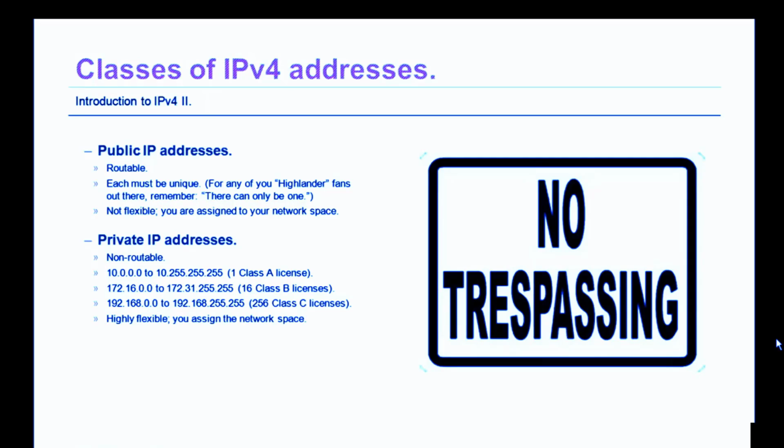And last but not least is the Class C license. There are 256 Class C licenses, with a possible address range of 192.168.0.0 up through 192.168.255.255. Now, private IP addressing is highly flexible. You get to assign the network space. It's not assigned to you.